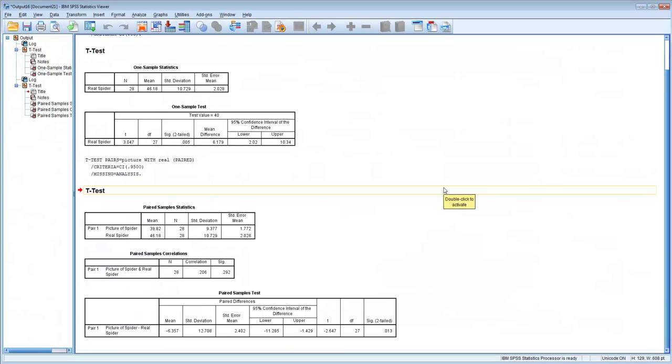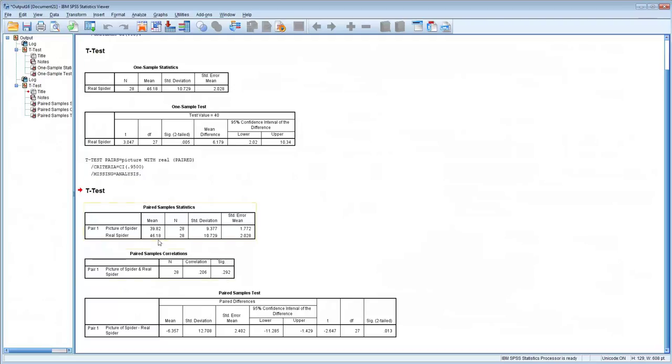So for the paired samples t-test, when looking at a picture of spiders, the mean was 39.82 for the 28 participants, with a standard deviation of 9.37. For the real spider, the mean was 46.18. So eyeballing this, not necessarily analyzing statistically, we could assume that there is a difference. However, statistically significant differences don't depend simply on the mean, but depend on the sample size and on variance or variation, and the standard deviation as well, and so forth.